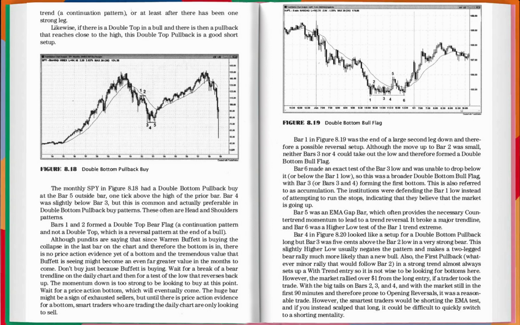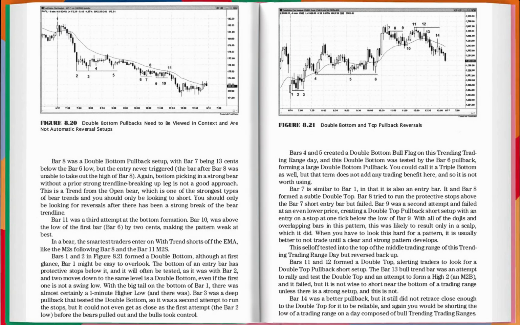However, the market rallied over $1 from the long entry if a trader took the trade. With the big tails on Bars 2, 3, and 4, and with the market still in the first 90 minutes and therefore prone to opening reversals, it was a reasonable trade. However, the smartest traders would be shorting the EMA test, and if you instead scalped that long, it could be difficult to quickly switch to a shorting mentality.